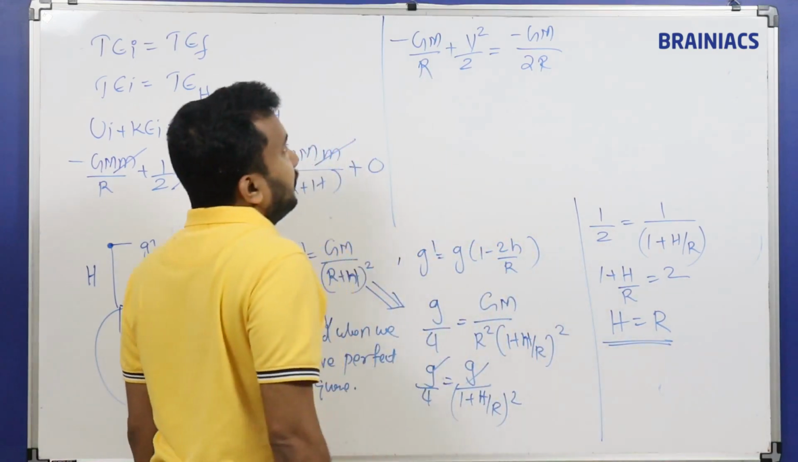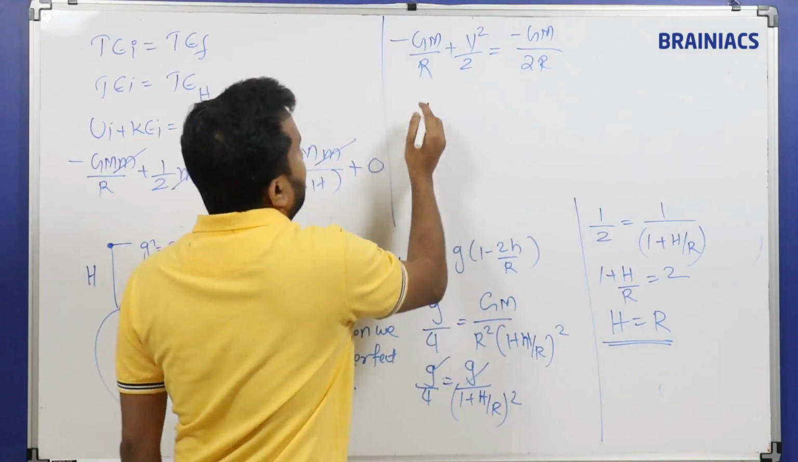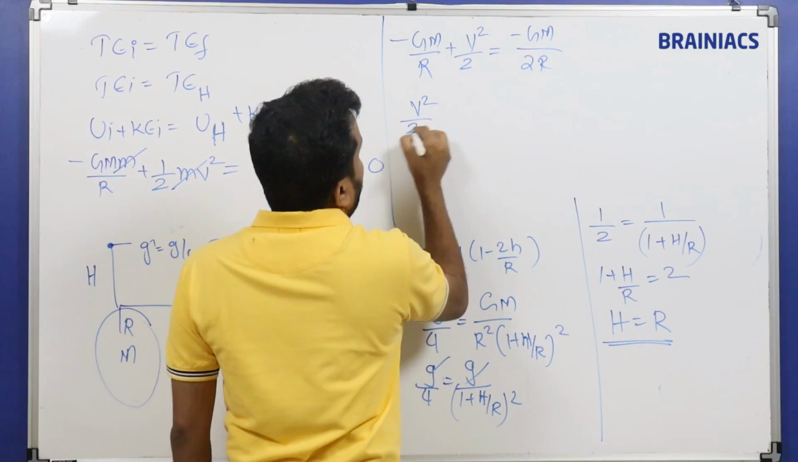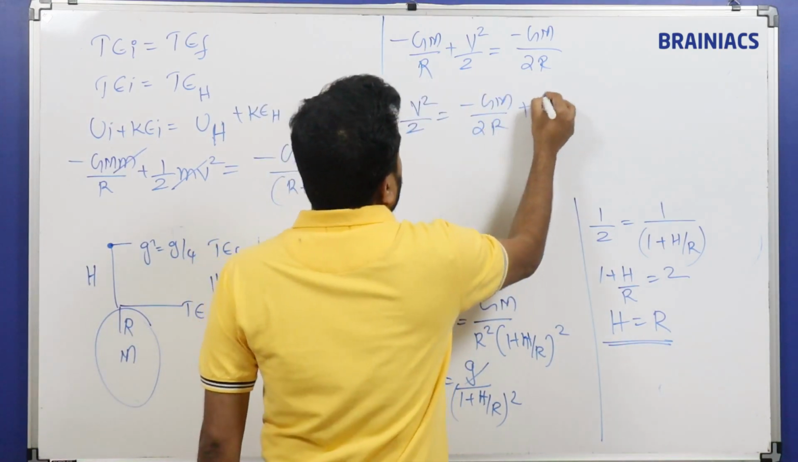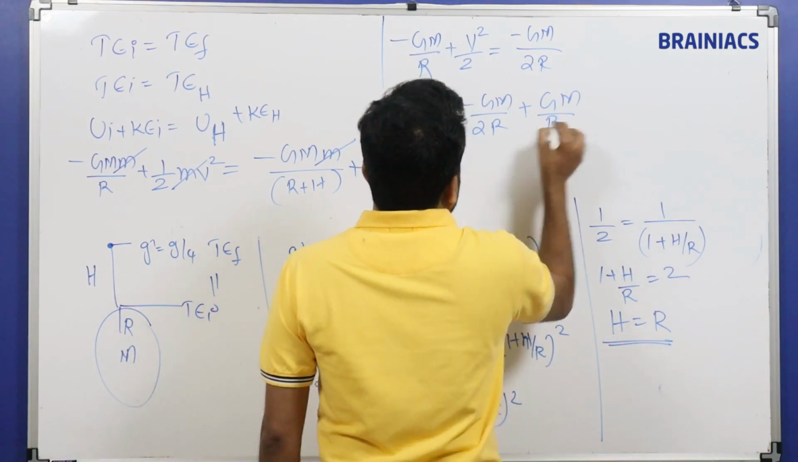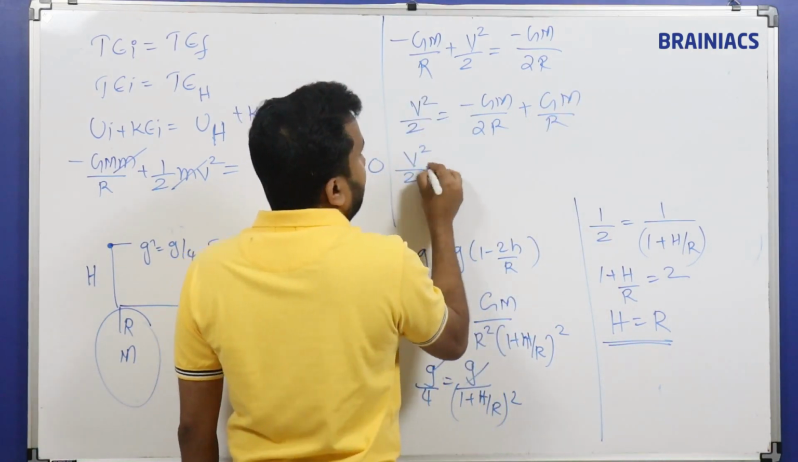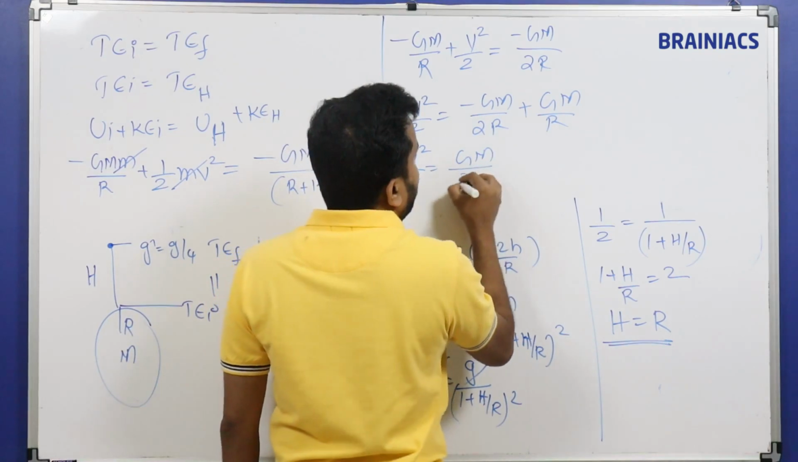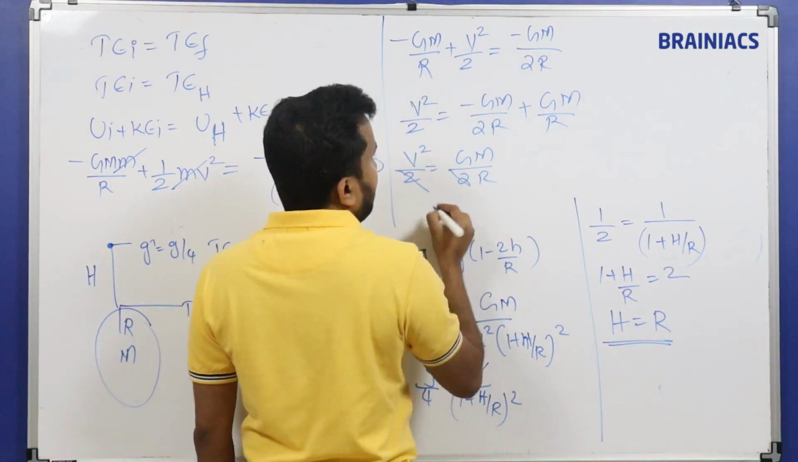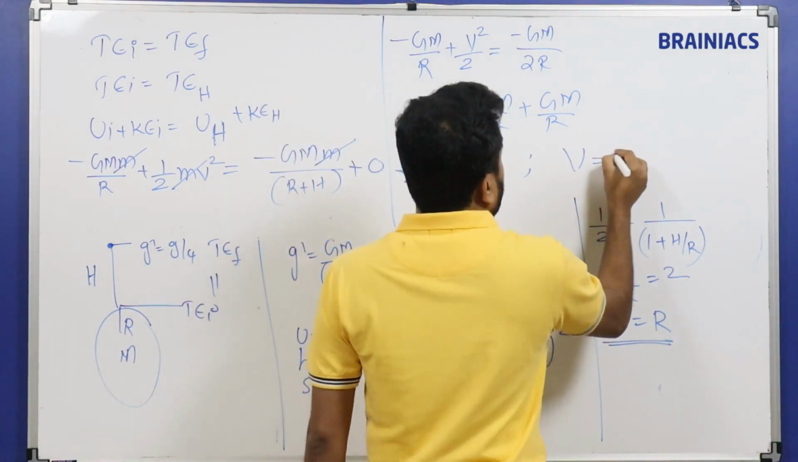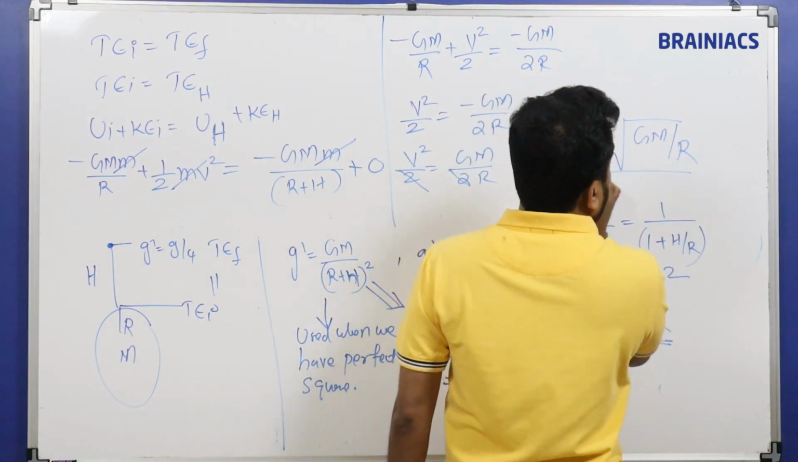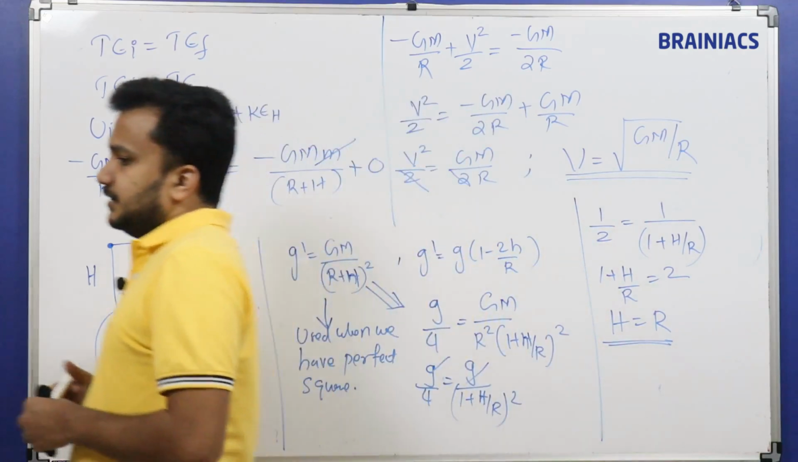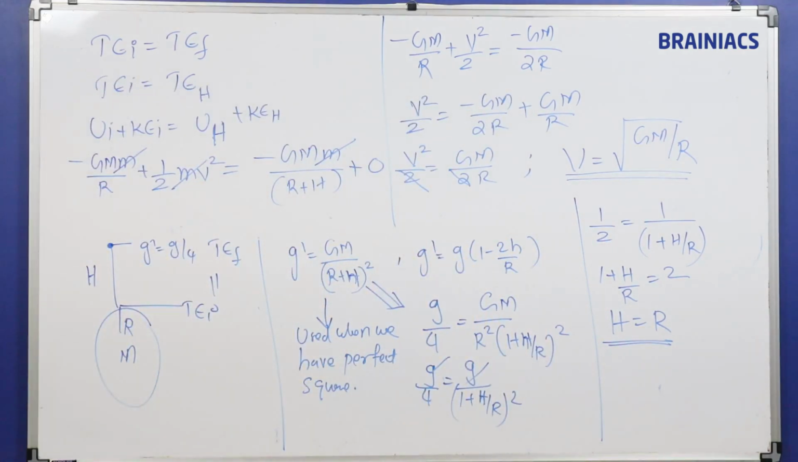Throughout I am multiplying, okay, this I'll take to the right hand side. So v square by 2 is equal to, you can simplify this, mathematical simplifications only, GM divided by r. So I got v square by 2 is equal to GM divided by 2r, the 2 gets cancelled. So I got v is equal to root of GM divided by r. I got v is equal to root of GM by r.